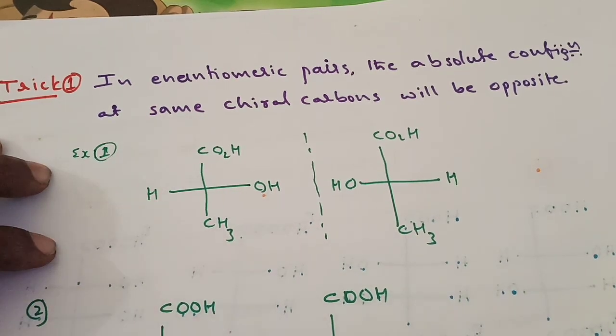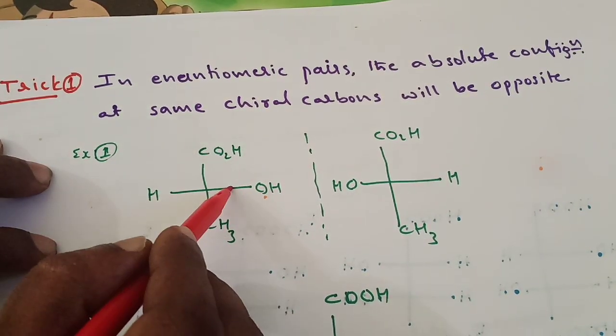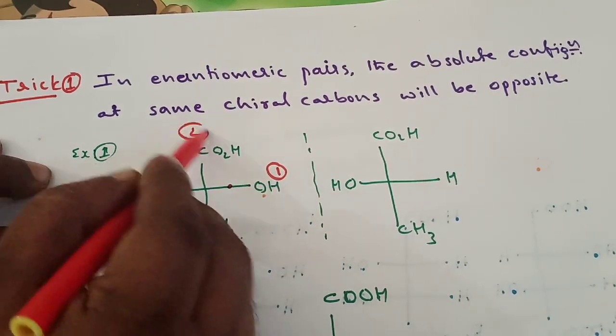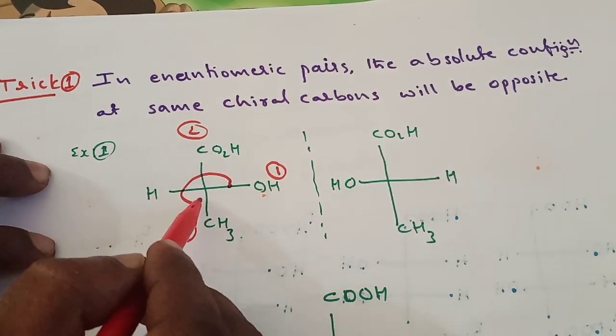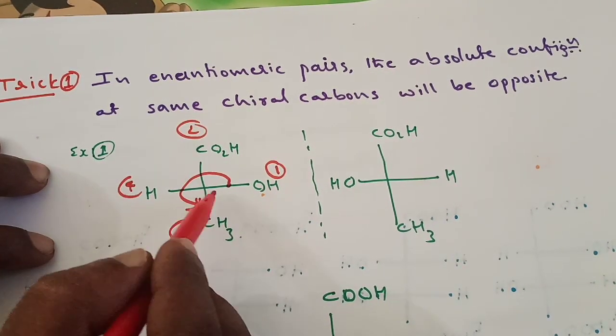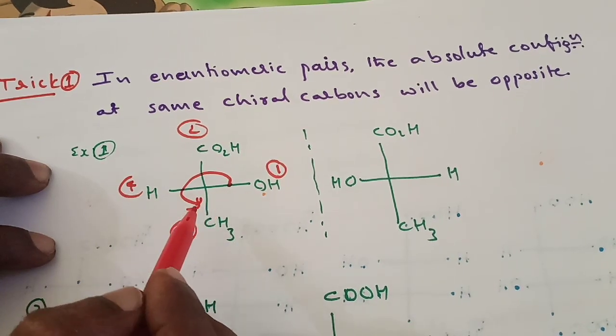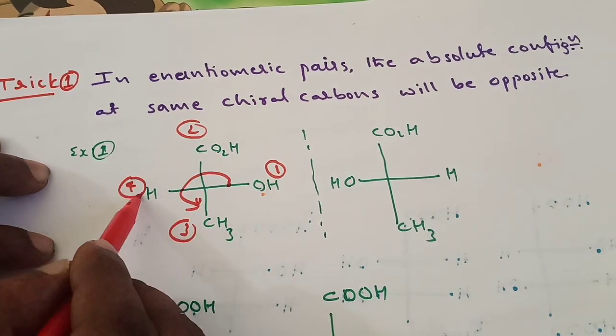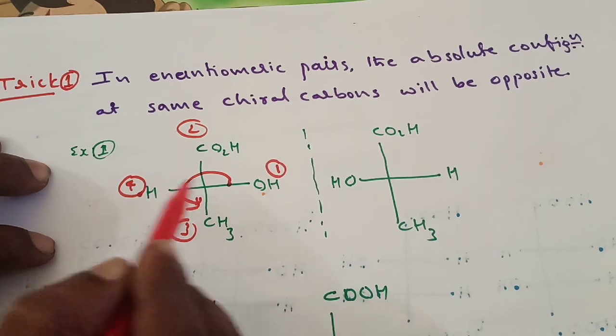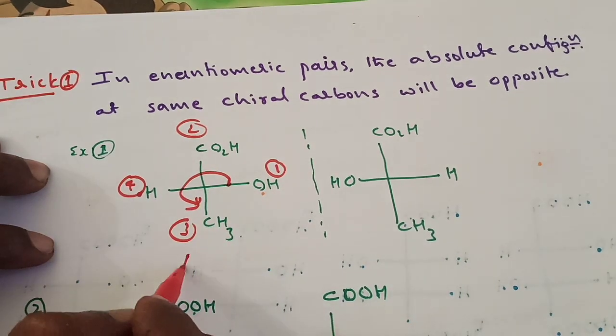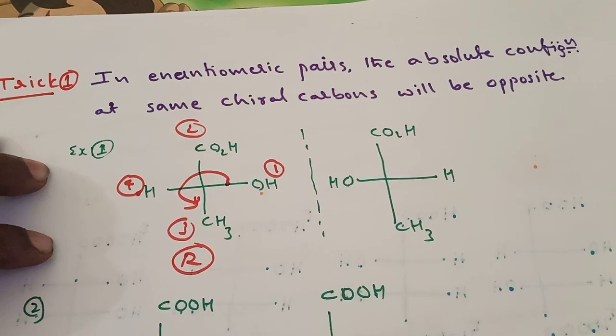So suppose here also, if you see, 1, 2, 3 prioritized groups. So this is first, second, third. From first to second, second to third, the direction is anti-clockwise. Anti-clockwise means S. But guys, here see, the fourth priority group is on the horizontal. So horizontal is opposite. That means S becomes R. So here the absolute configuration at the given chiral center is R.